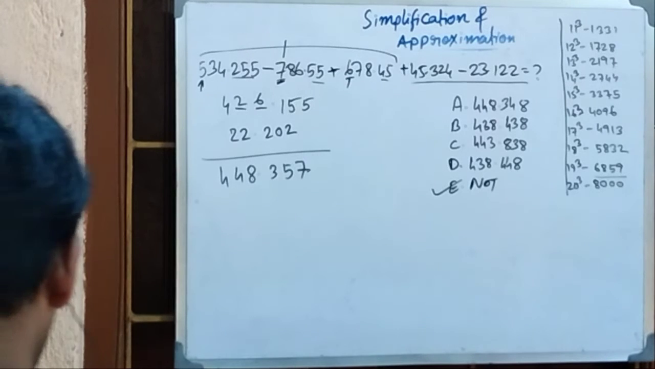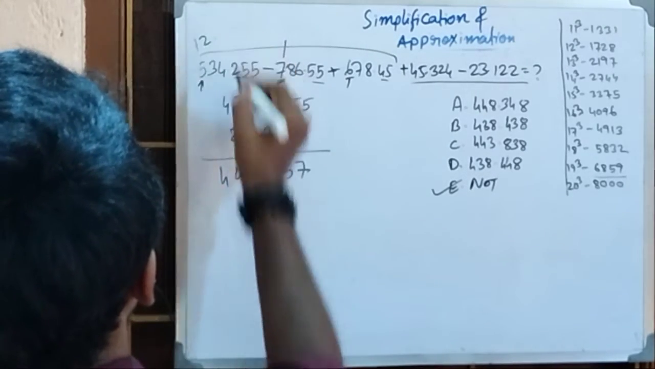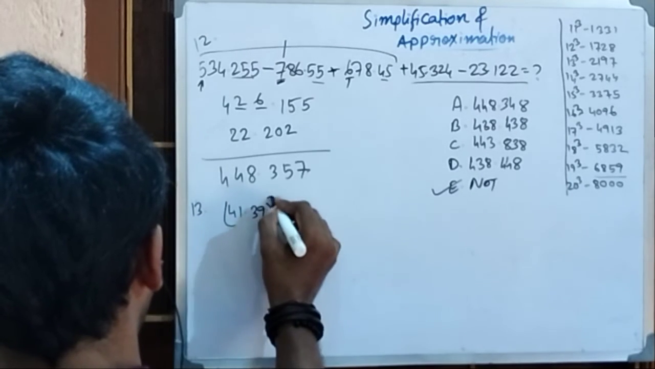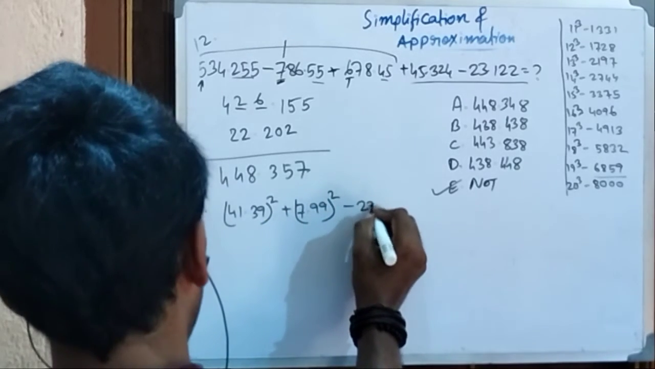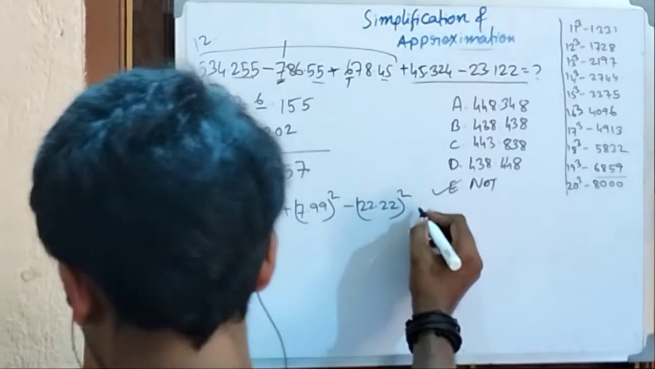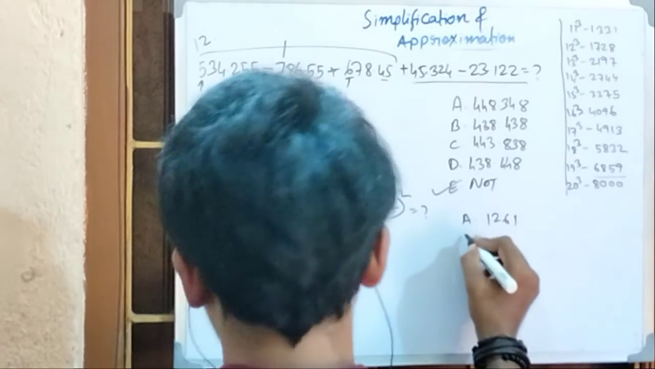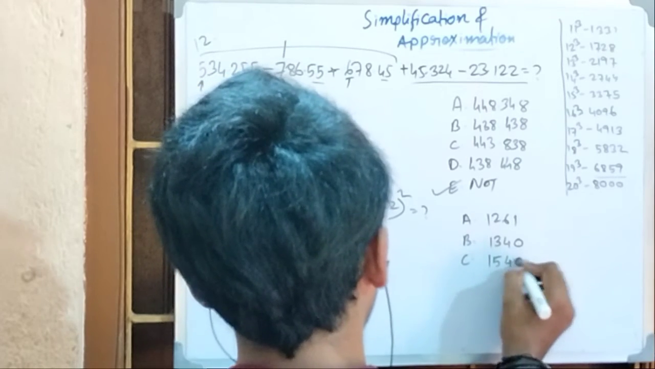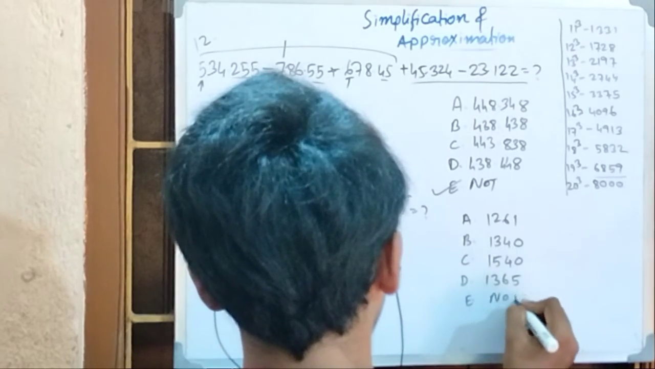Moving to the next question, number 12 and number 13. 41.39 square, 7.99 square, 22.22 square. Okay, the options are 1261, 1340, 1540, 1365, none of these.